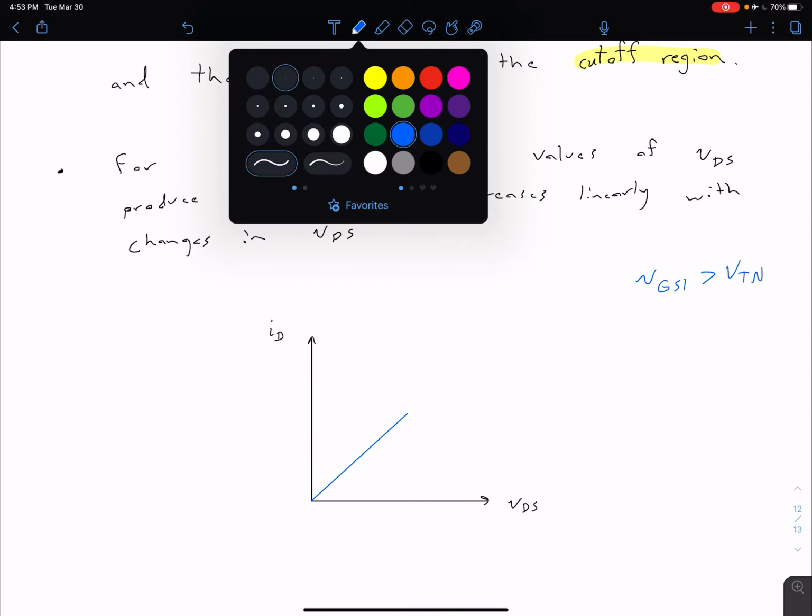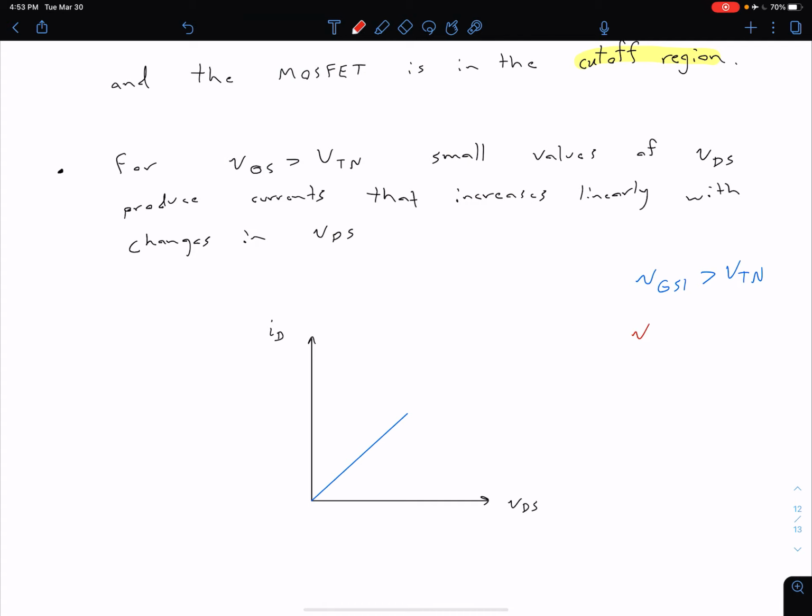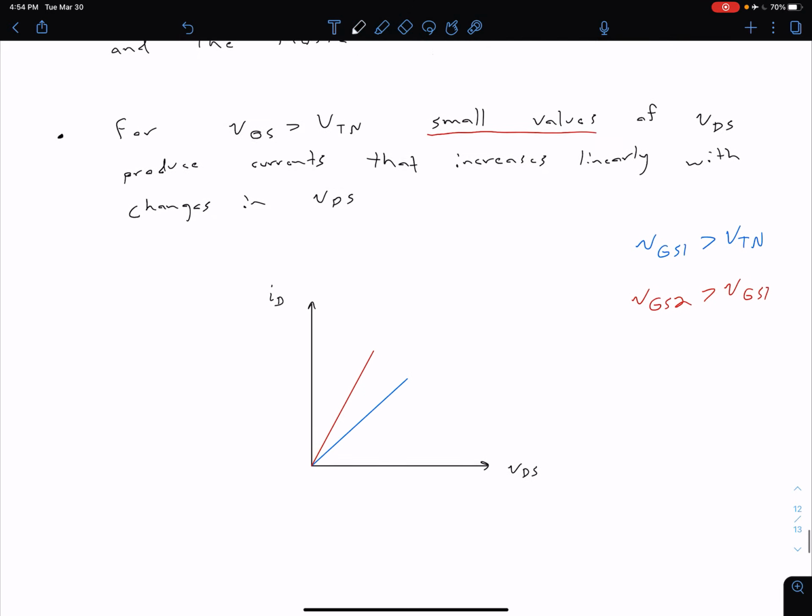Now, what if we increase that gate voltage a little further? So what if we say VGS2, which is greater than VGS1, so of course it's inherently greater than our threshold voltage, then we're going to have a steeper slope, so we're going to have more current for a given VDS. So we'd see something like this. Now, keep in mind, this is for small values of VDS.